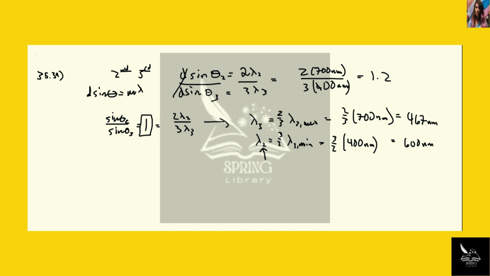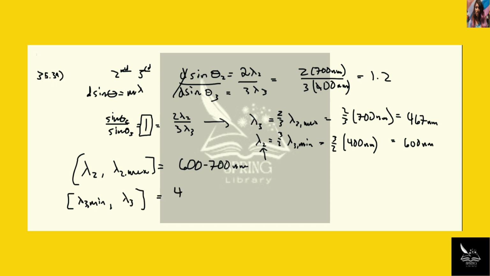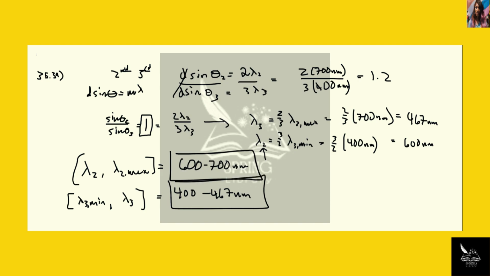So the range here that overlaps is lambda 2 to lambda 2 max. We already found lambda 2 was 600 and lambda 2 max is 700, so this is our range for lambda 2. And for lambda 3, we know the minimum, and then we found lambda 3 where they overlap. So this becomes 400 to 467 nanometers. Okay, so these are all the wavelengths that actually overlap. Cool.